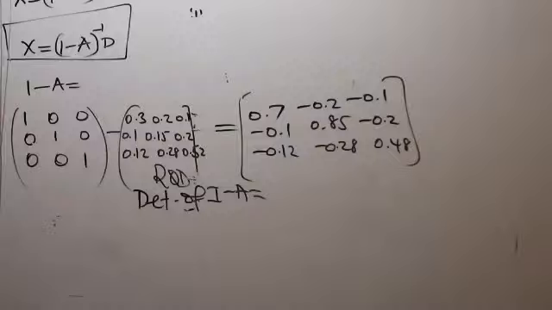Right? So determinant of I minus A. Let us see who gets that first. Determinant of I minus A.